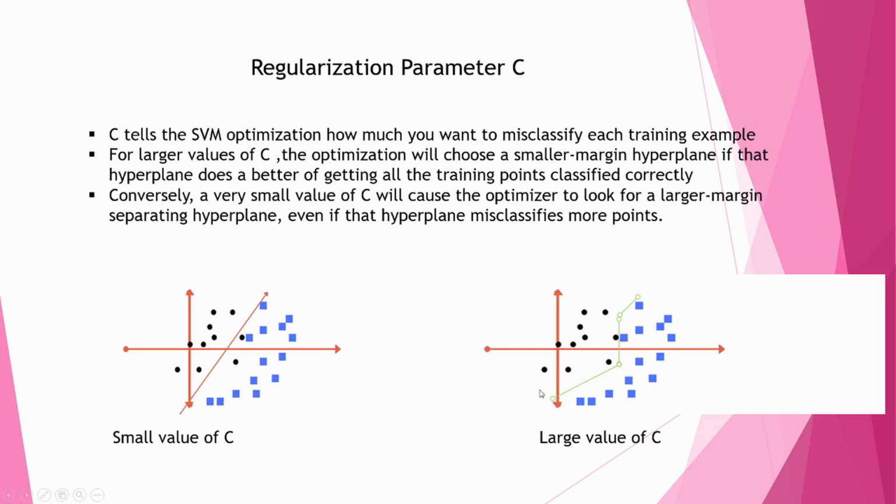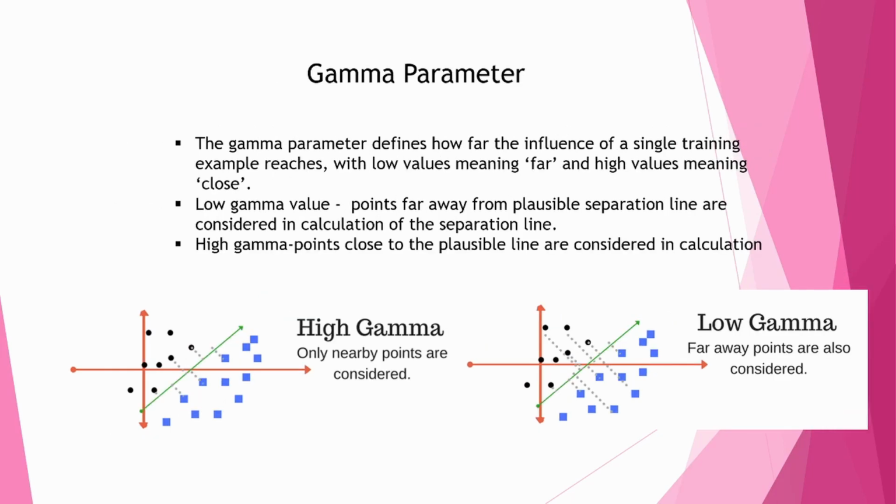So how do you know what value of C to use? There's no certain value of C to use. You have to experiment. You can start with a smaller value of C, and then you can increase the value until you find a specific value which improves the accuracy of your algorithm.